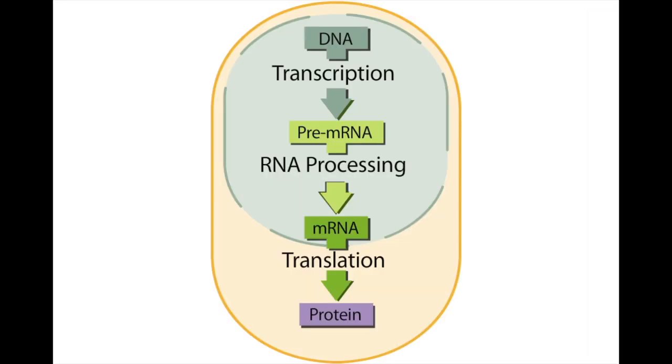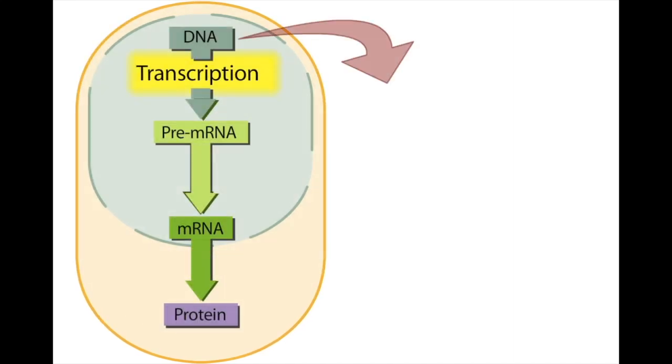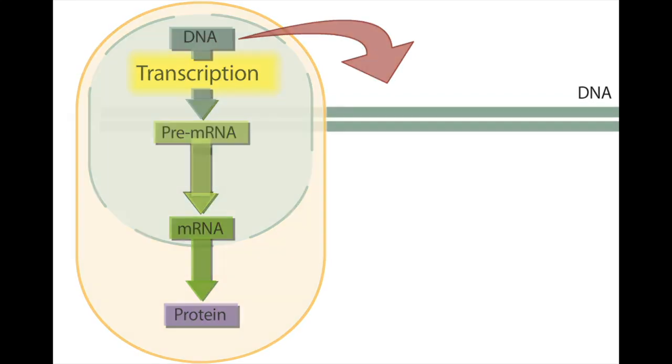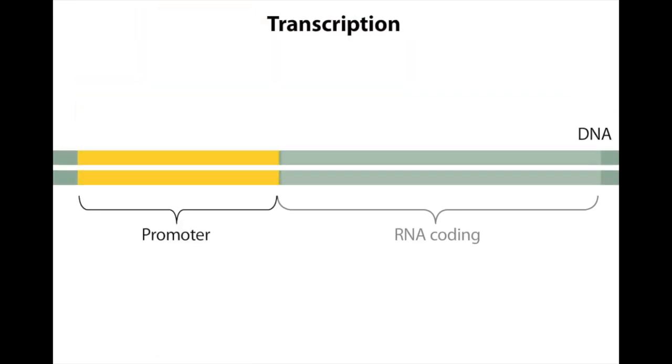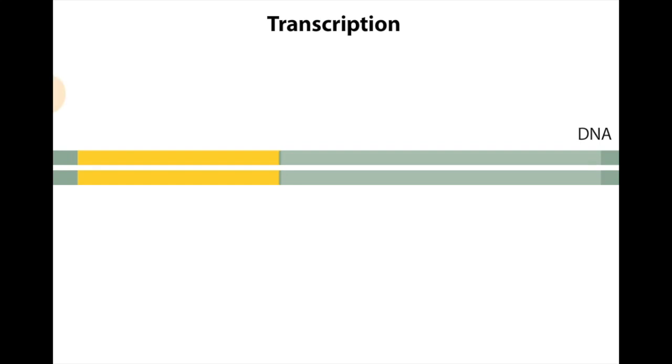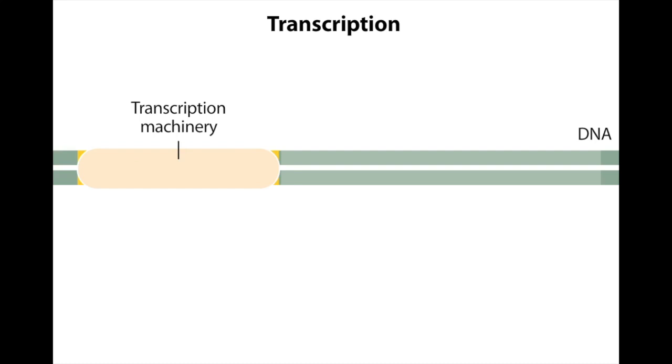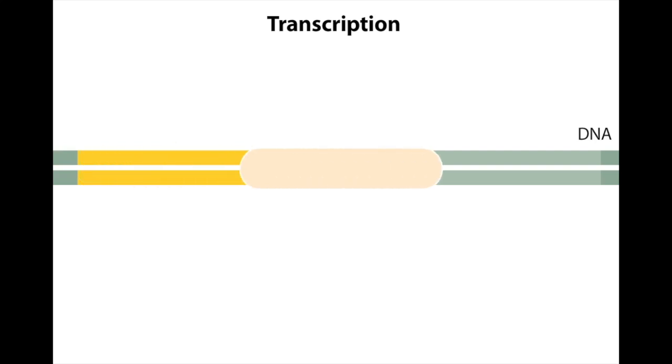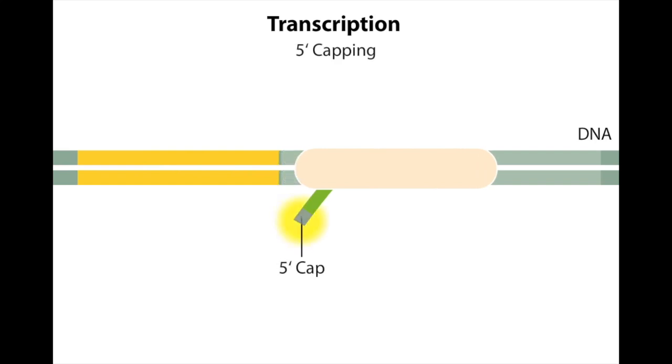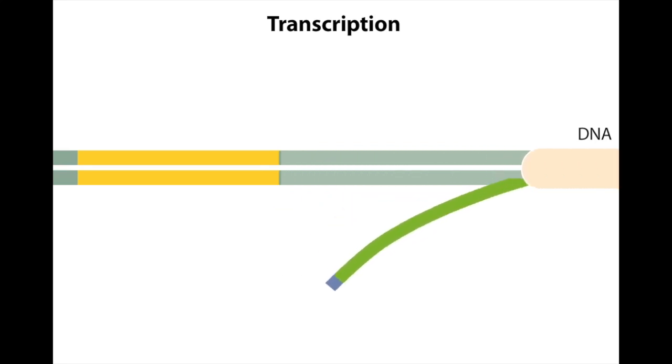How is genetic information passed from genotype to phenotype? In eukaryotes, 3 processes convert the information found in DNA to protein: transcription, RNA processing, and translation. Transcription, the first step in gene expression, uses DNA as a template. The DNA of a gene contains a promoter and an RNA coding region. The RNA polymerase transcription machinery binds to the DNA at the promoter and synthesizes a pre-mRNA as it moves along the RNA coding region. A 5' cap is added to the RNA shortly after transcription starts.